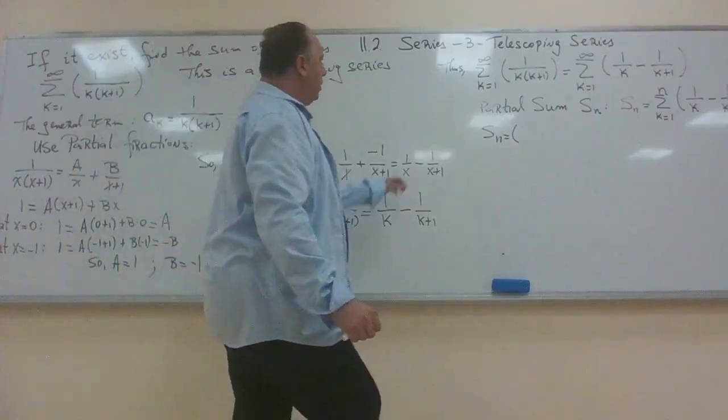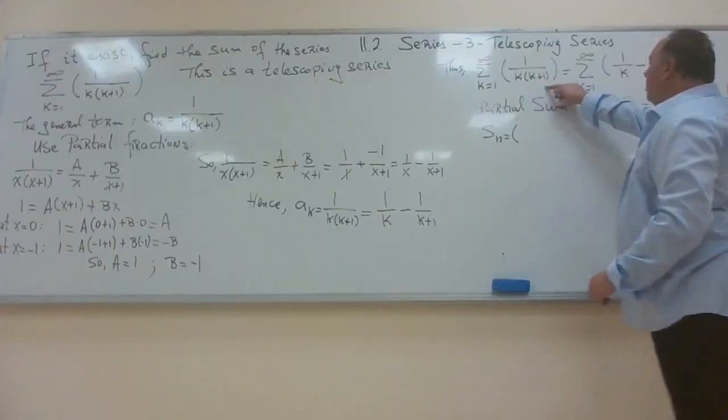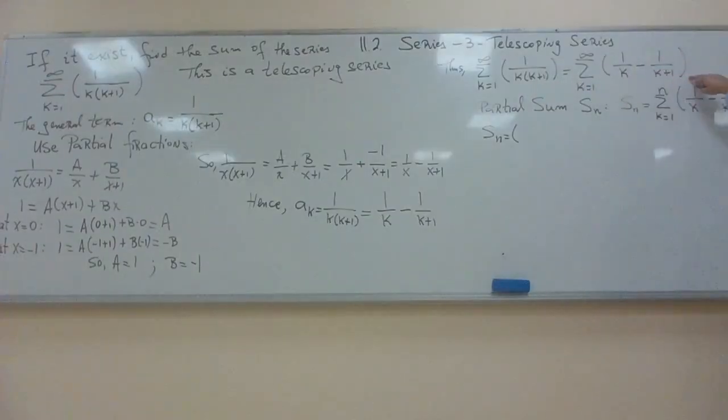That means that our telescoping series, so the general term, is written this way. So now you will see why it's called telescoping. It's compressing a little bit. There's a lot of cancelling. So here for k equals 1, we have 1 over 1 minus 1 over 2, right? For k equals 2, we'll have 1 over 2 minus 1 over 3, etc.